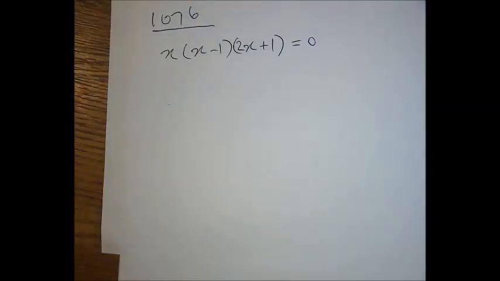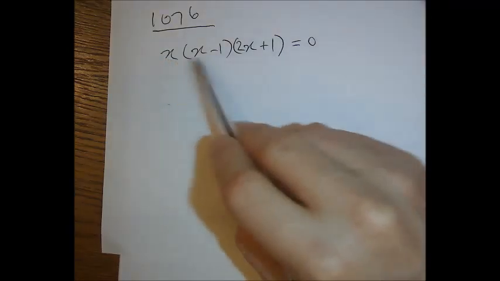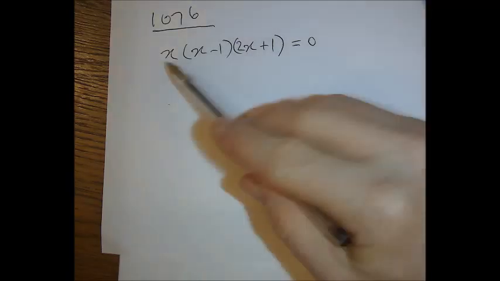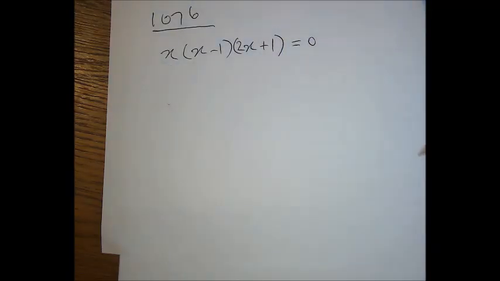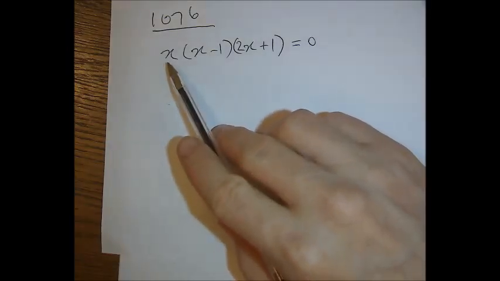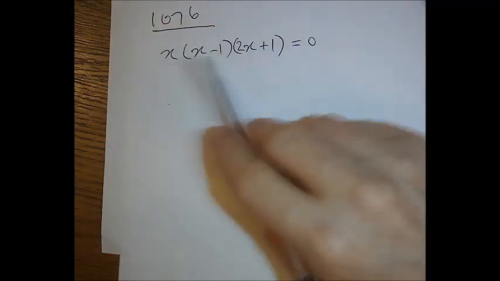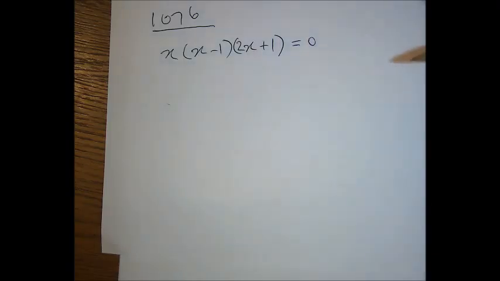Comment 1076 reminds you of what to do when you have a factorized expression on one side of an equation and a zero on the other side. Any product turning out to be zero is a very special situation. You cannot multiply numbers like this times this times this and get zero unless one of these has been zero. And in fact, any one of these being zero is also sufficient to make it work.